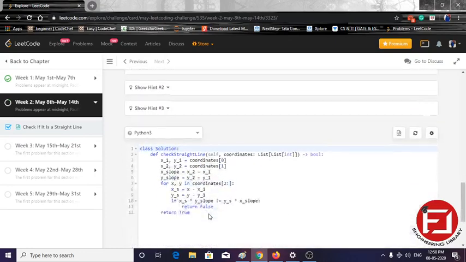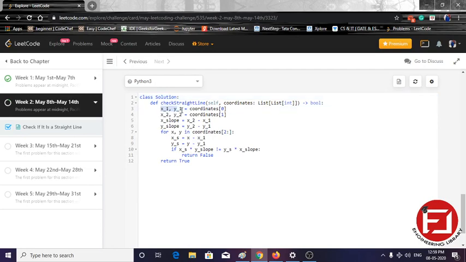Okay, so here is my Python solution. x1, y1: we extracted the first coordinate, and we extracted the second coordinate, calculating the x slope as x2 minus x1 and the y slope as y2 minus y1. For each xy coordinate from the third one onward, we are calculating each point's slope, the x slope and y slope, and then we are checking by using a modified formula.